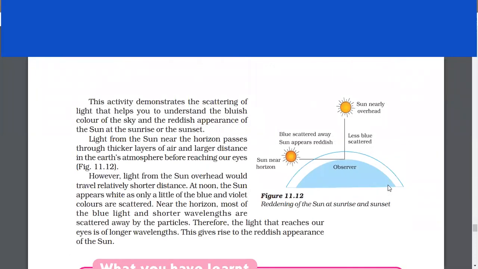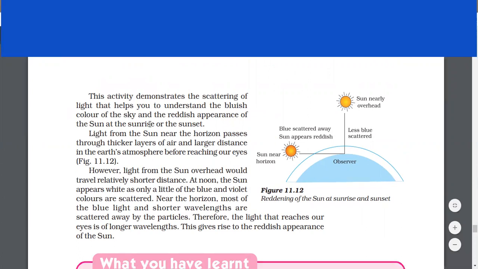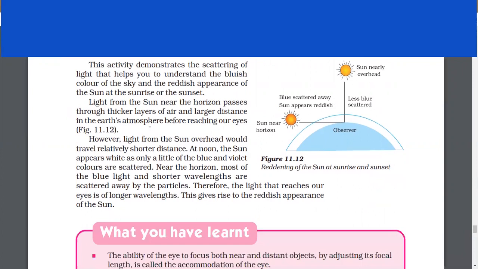So this activity demonstrates the scattering of light that helps you to understand the bluish color of the sky and the reddish appearance of the sun at the sunrise or sunset. Light from the sun near the horizon passes through thicker layers of air and larger distance in the Earth's atmosphere before reaching our eyes. However, light from the sun overhead would travel relatively shorter distance. At noon, the sun appears white as only a little of the blue and violet colors are scattered. Near the horizon, most of the blue light and shorter wavelengths are scattered away by the particles. Therefore, the light that reaches our eyes is of longer wavelengths. This gives rise to the reddish appearance of the sun.